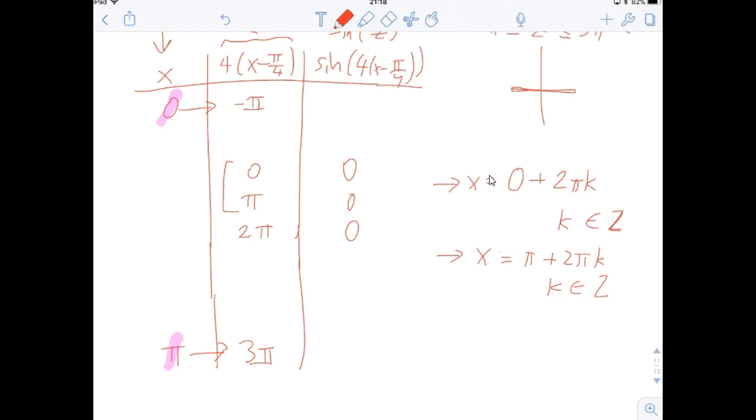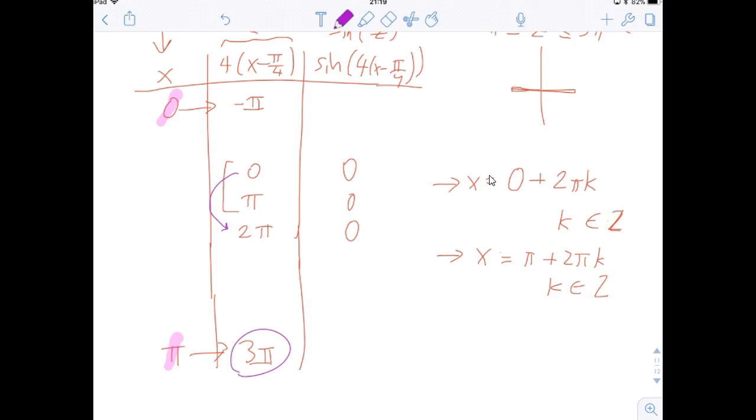if we add 2 pi to that, it becomes 2 pi. So the next value we get by adding 2 pi is 2 pi. What about the next value? If we add 2 pi to this again, we get 4 pi. But 4 pi exceeds our domain value.